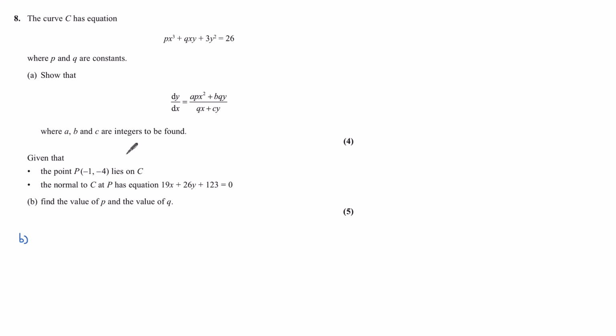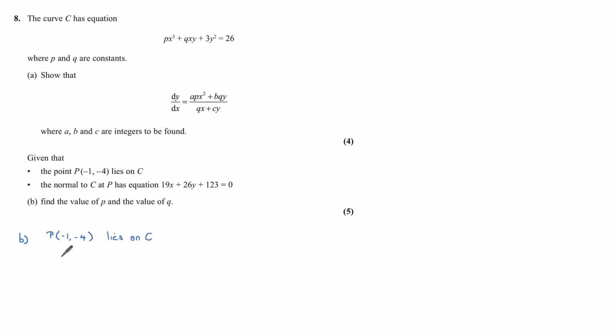Part B. We are given that the point P (minus 1, minus 4) lies on our curve C. The normal to C at the point P has an equation of 19x plus 26y plus 123 is equal to 0, and I want to find the values of p and q. I want to use these new bits of information with the equations I have, and because I'm trying to find two unknowns, it's likely I'm going to be looking for simultaneous equations.